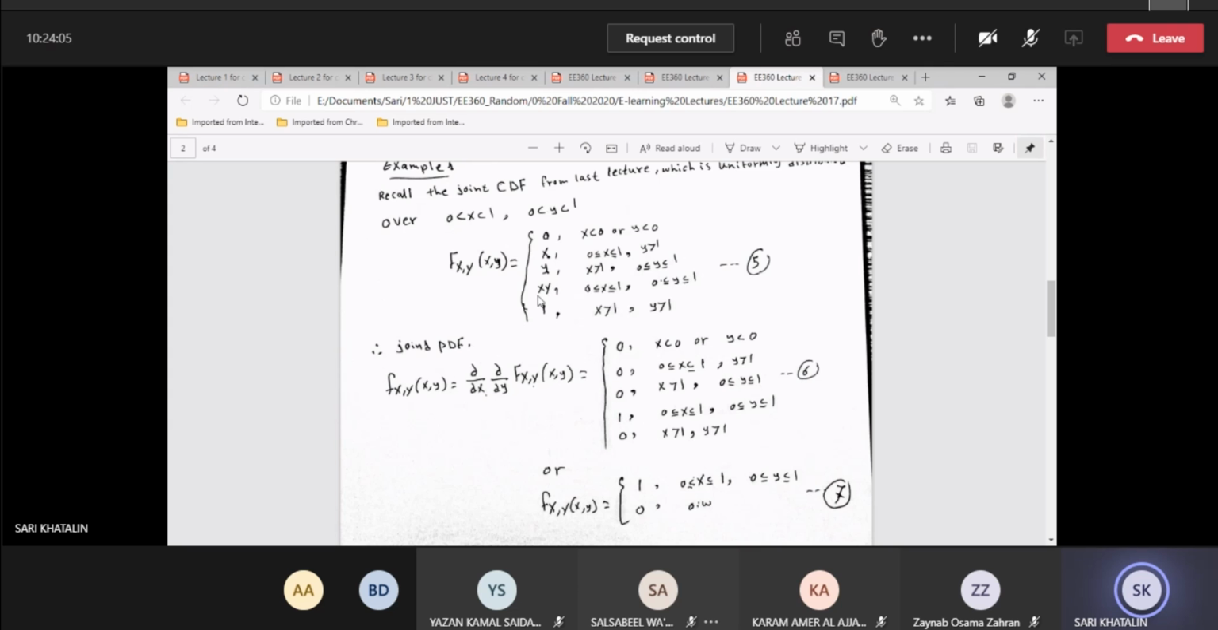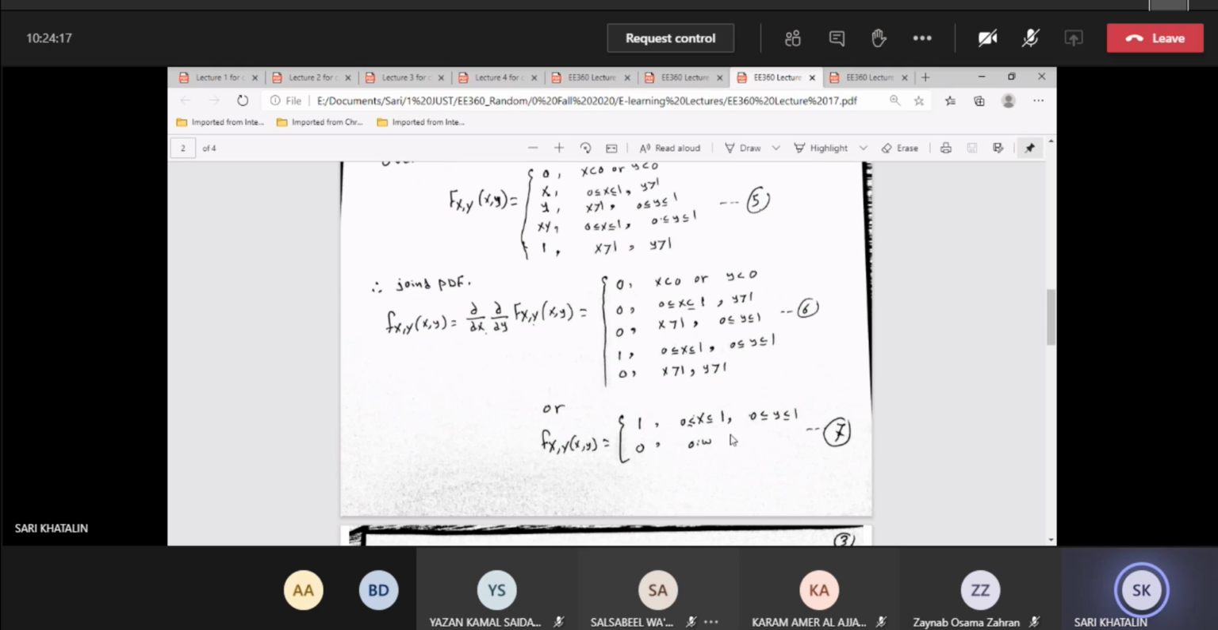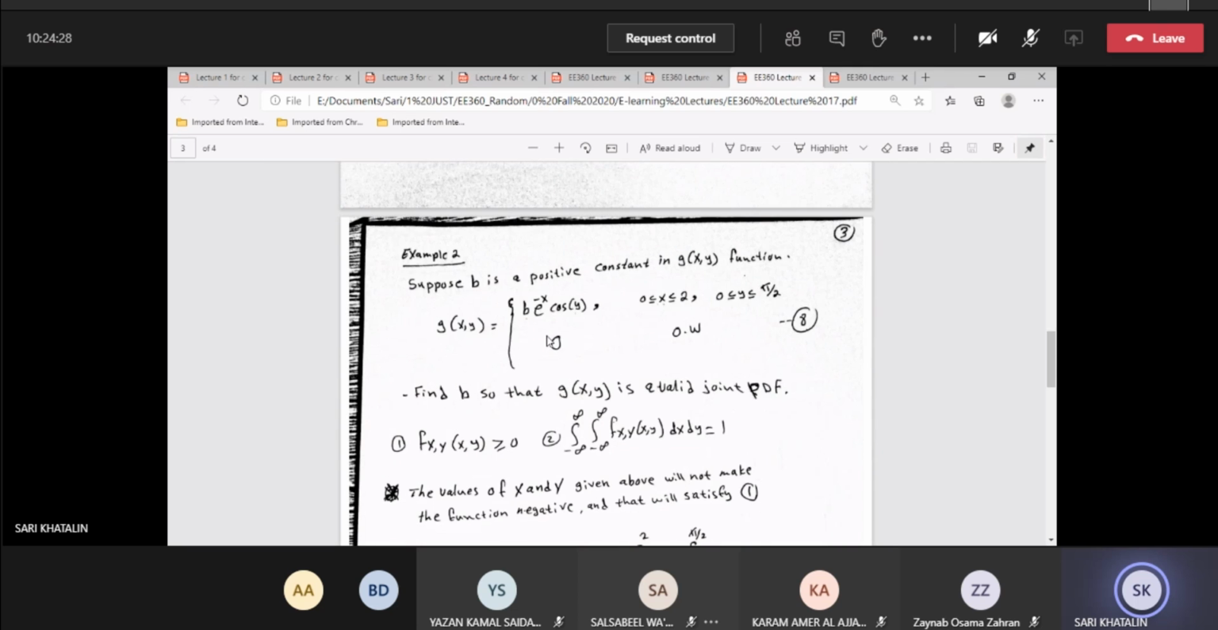The first derivative of x and y is going to be y. So when we take the second derivative, the second time with respect to y, it is going to be 1. So this is the end result. This is the joint PDF for this CDF. Very straightforward. Let's take another example here.